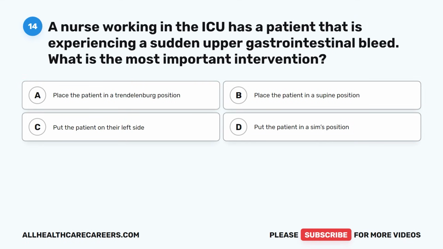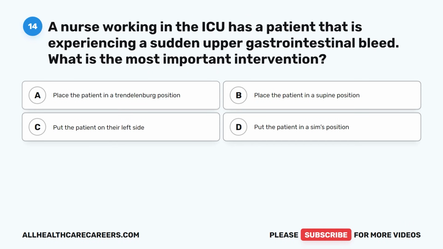Question 14. A nurse working in the ICU has a patient that is experiencing a sudden upper gastrointestinal bleed. What is the most important intervention? A. Place the patient in a Trendelenburg position. B. Place the patient in a supine position. C. Put the patient on their left side. D.